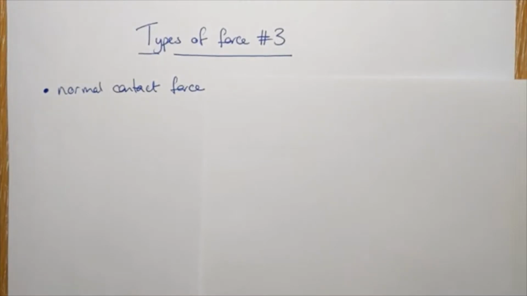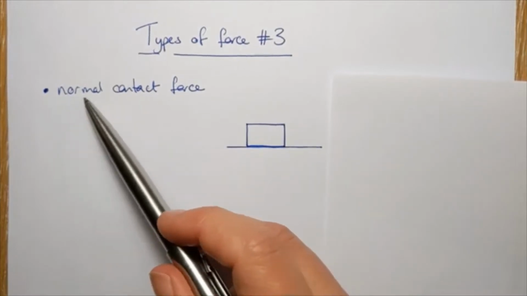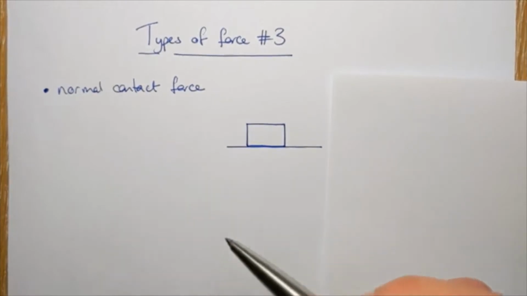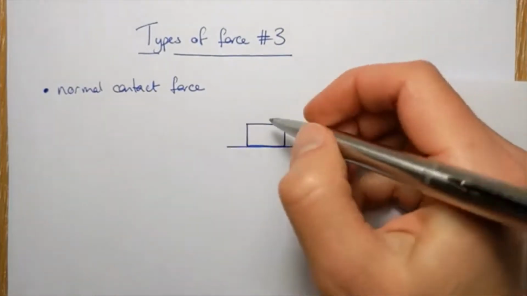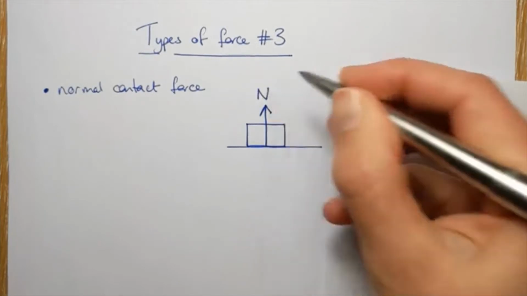And in this first video today, we're thinking about the normal contact force. When two surfaces are touching each other and pressing against each other, each surface exerts a normal contact force on the other surface. Now, normal here doesn't mean not strange. It's the maths meaning of normal. In maths, normal means perpendicular or 90 degrees. So this is a contact force that acts at 90 degrees to the surface that's exerting it.